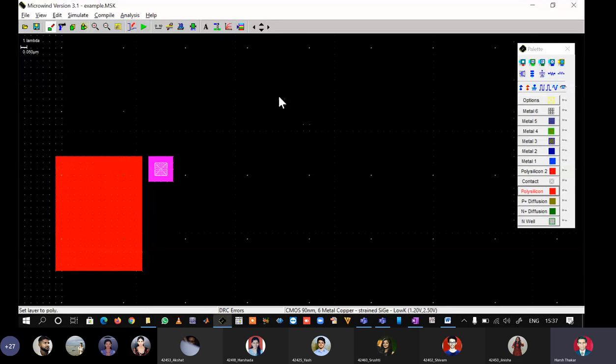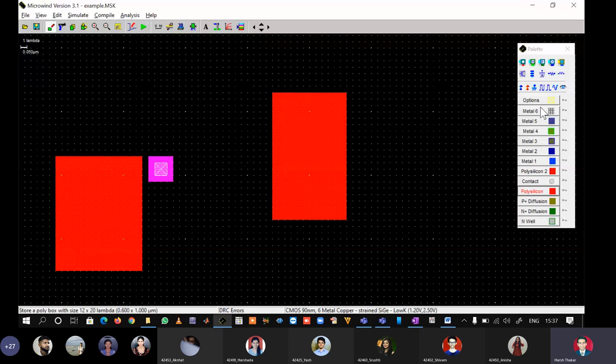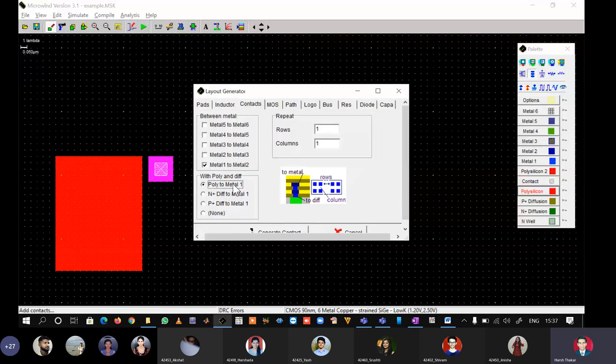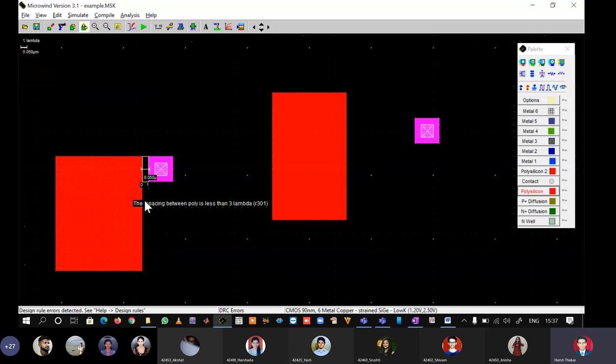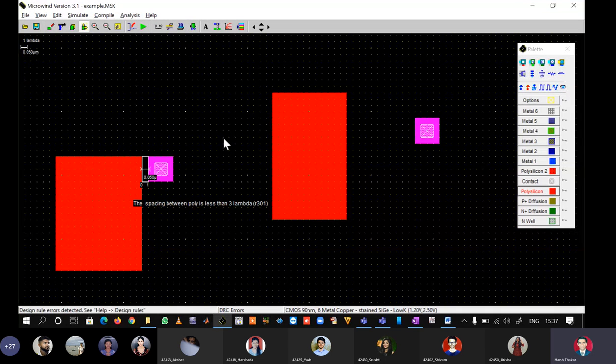So we will take another example. We'll drag another polysilicon layer and we will take another contact and we will keep it sufficiently away. So we can clearly see now if I do a DRC, it is giving an error here but not an error here. Why? What is the distance now?